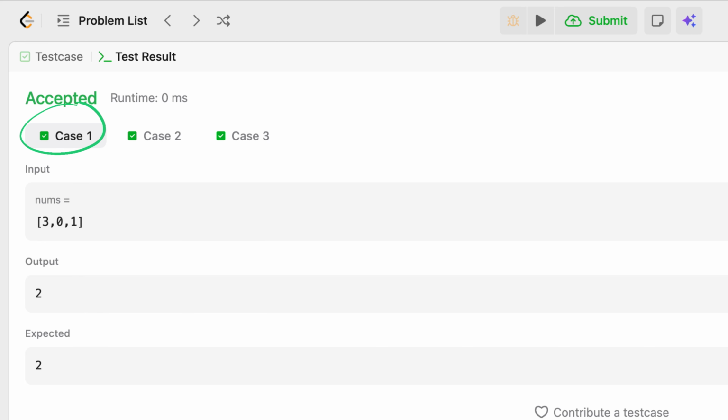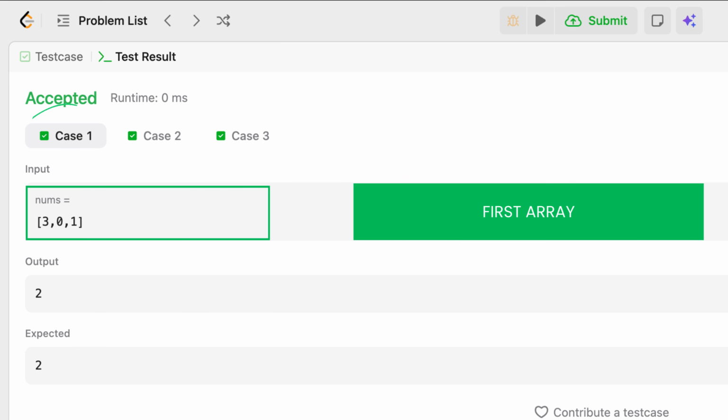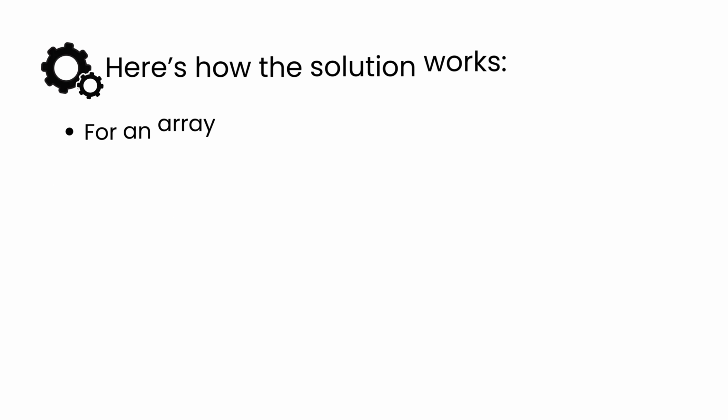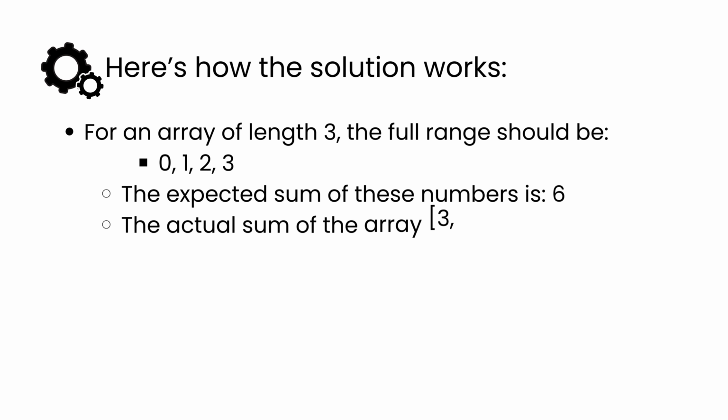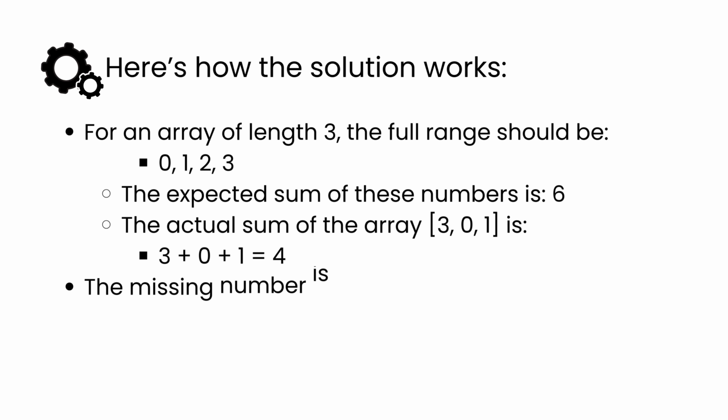Solution 1, test case 1. Let's test our function using this input: 3, 0, 1. This array represents a list of numbers from the range 0 to n, except that one number is missing. Our task is to figure out which number isn't in the list. For an array of length 3, the full range should be 0, 1, 2, 3. The expected sum of these numbers is 6. The actual sum of the array, 3, 0, 1, is 3 plus 0 plus 1 equals 4.